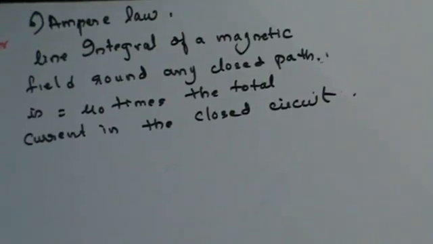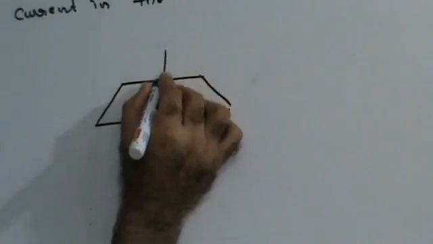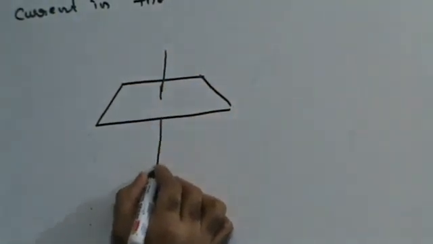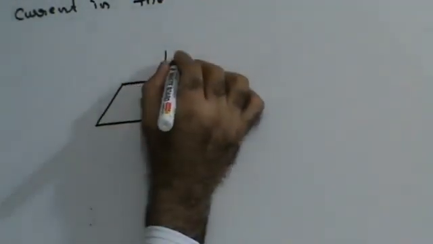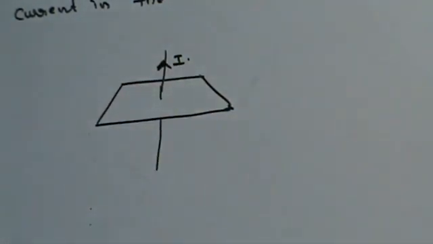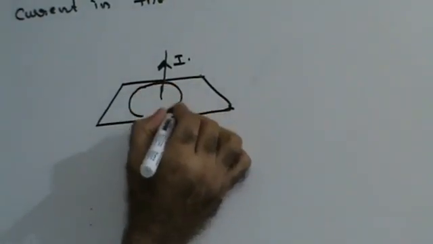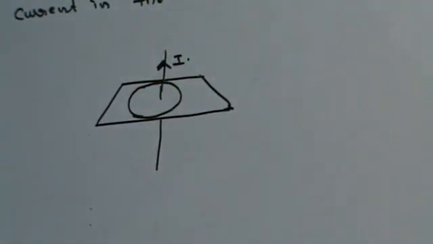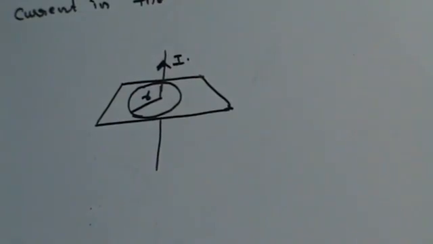Let's assume that I have a conductor, and I is the current flowing through the conductor. A magnetic field is produced around it. Let's assume you have a circular magnetic field produced around this part, and let's consider the radius of this circle to be r.